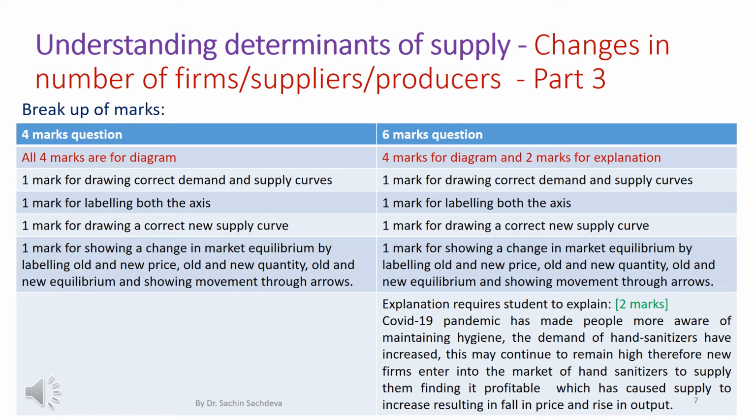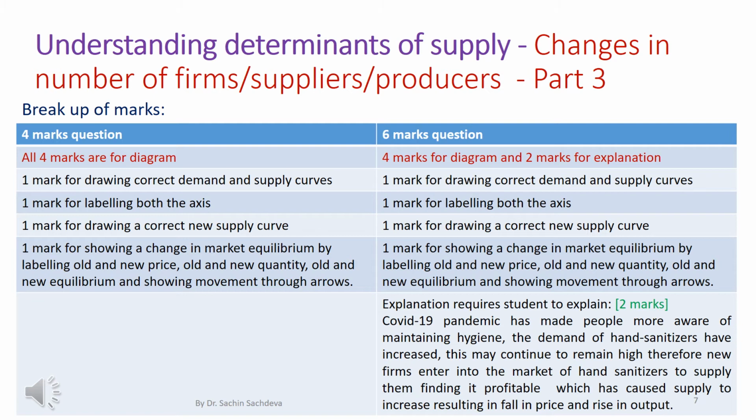1 mark for showing a change in the market equilibrium by labeling old and new price, remember P and P1, old and new quantity, remember Q and Q1, old and new equilibrium, remember E and E1. Each point we have labeled to make the diagram completely labeled. We do not want to leave any stone unturned to score full 4 marks. And showing movement through arrows. Remember, we have shown 3 arrows, one indicating the shift in the supply curve, one indicating the change in the price, and one indicating the change in the output, meaning quantity.